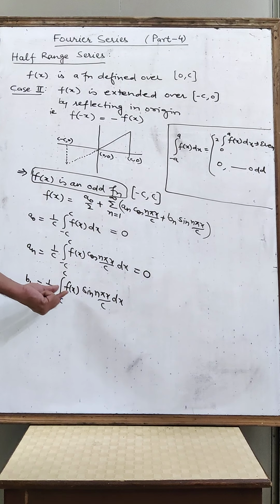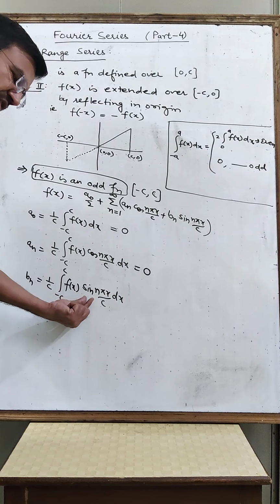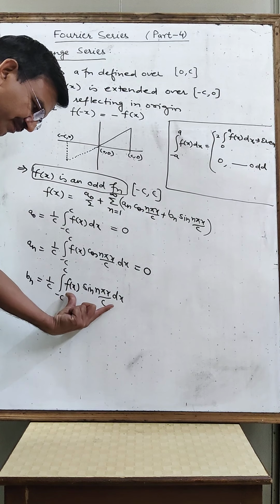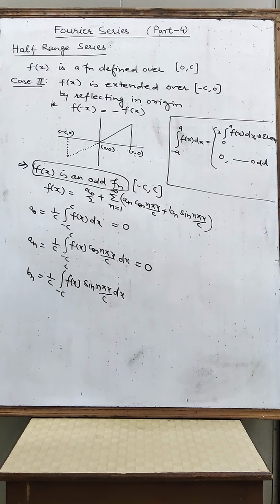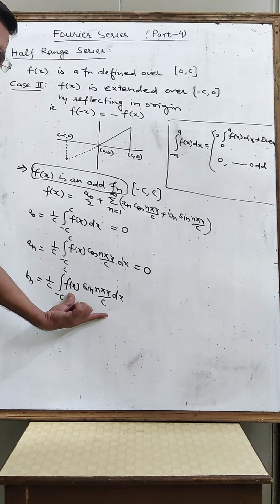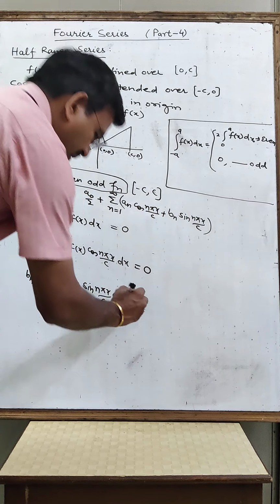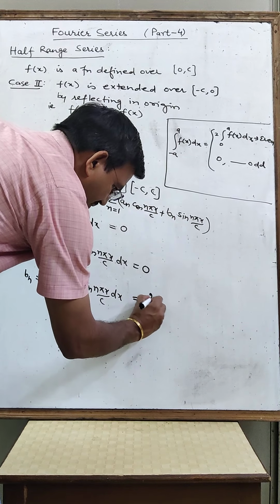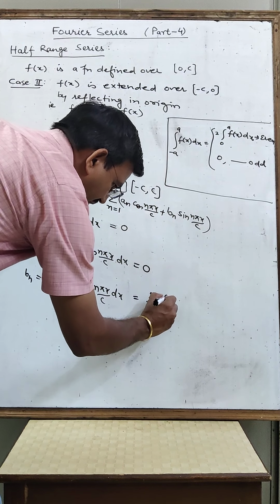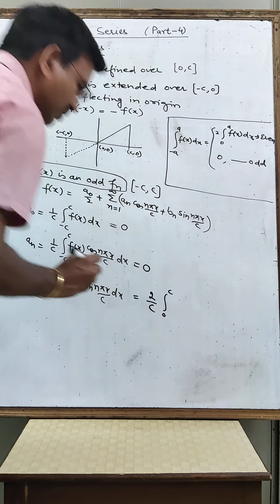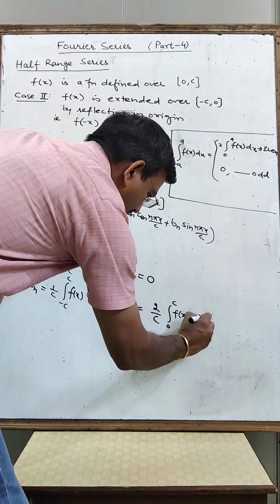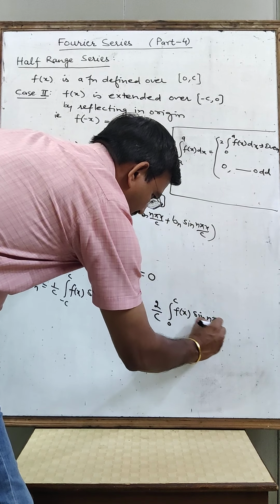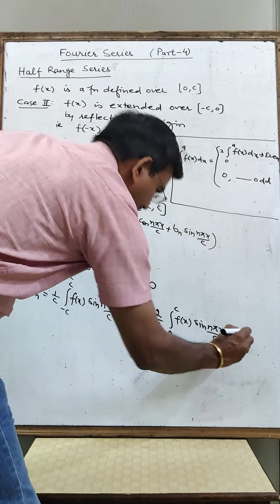And here f of x is an odd function, sine is an odd function, so f of x into sine of n pi x over c would become an even function, and using the same property it would be equal to 2 by c integral from 0 to c f of x sine n pi x over c dx.